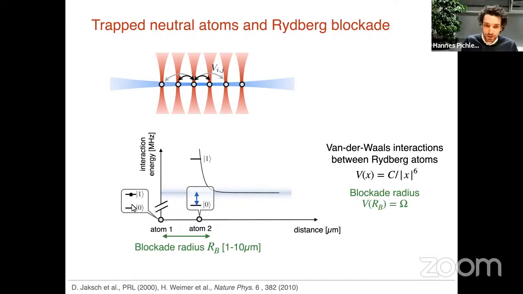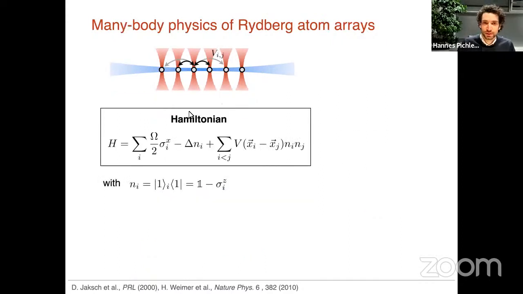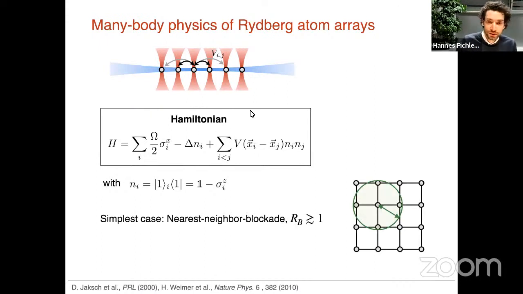And now with these ingredients, you can start building many-body Hamiltonians by simply summing up these terms according to the arrangement of atoms. So you have this single particle term and this density term that gives an energy penalty for two atoms if both of them are in this one state, which is the Rydberg state, and they depend on the distance of these atoms. Now you can realize different Hamiltonians here by simply arranging these atoms in different configurations.